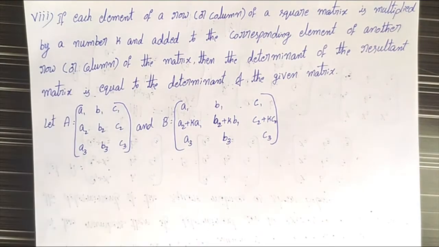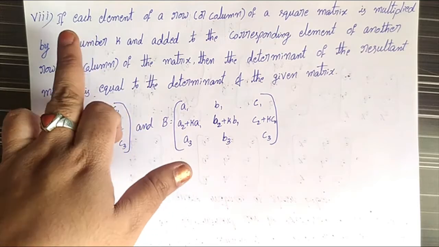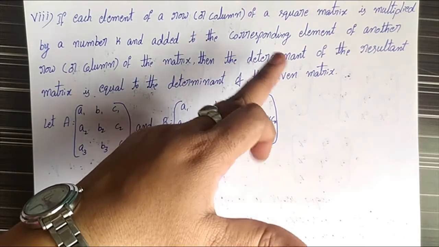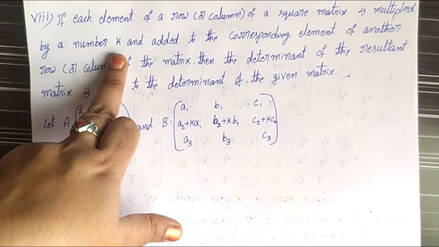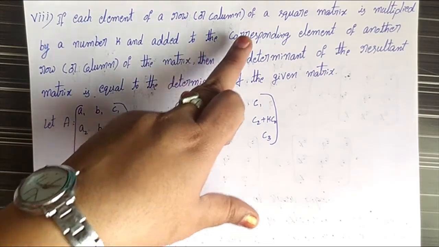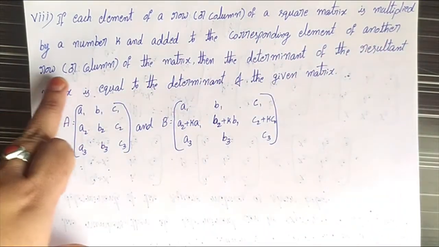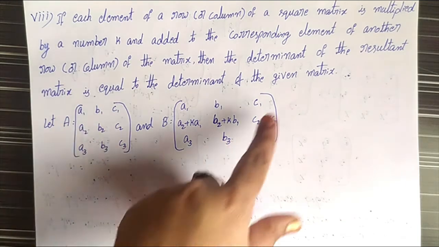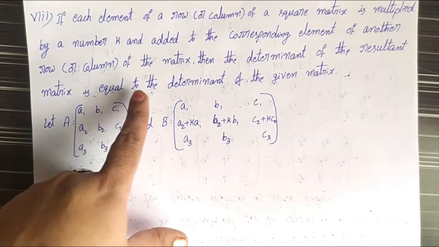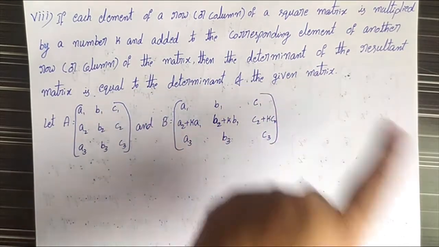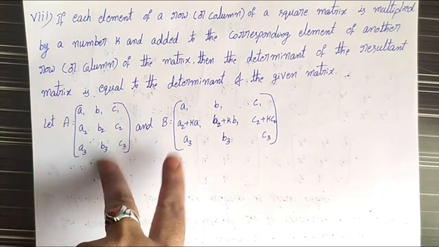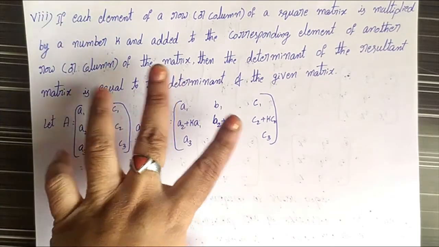Next we will go to the 8th property in the properties of a determinant. That 8th property is, if each element of a row or a column of a square matrix is multiplied by a number k and added to the corresponding element of another row or column of the matrix, then the determinant of the resultant matrix is equal to the determinant of the given matrix. That means the two matrices are in this form, A and B. This is the 8th property.